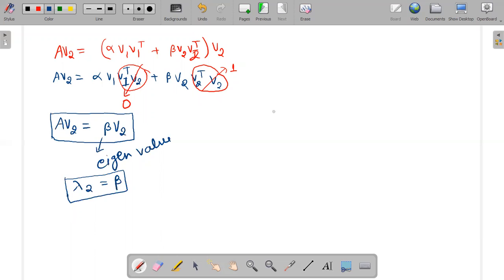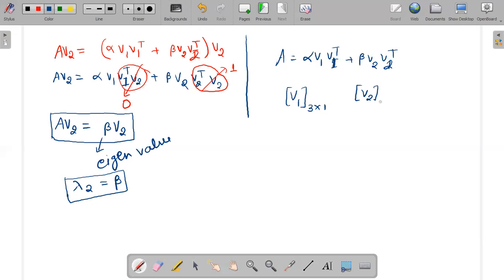Now we have determined two eigenvalues, that is alpha and beta. Now we have to determine the third eigenvalue. So it is given that A equals alpha v1 v1 transpose plus beta v2 v2 transpose, right? Now it is also given that v1 is a column matrix of order 3 cross 1, and v2 is also a column matrix of size 3 cross 1, right?